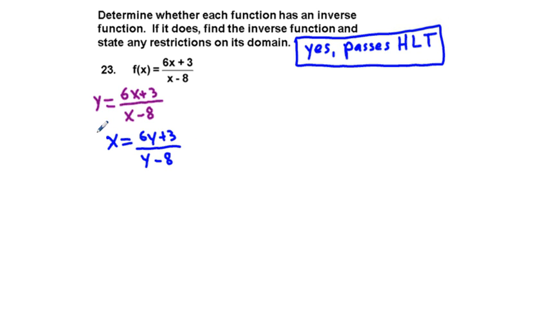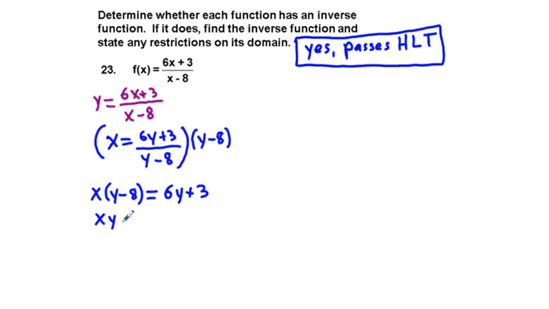And we're going to clear out the denominators, as we've done in the last couple of problems, by multiplying both sides by quantity y minus 8. And having done that, on the left side we have x times quantity y minus 8. And on the right side, we cleared out this denominator of y minus 8 over y minus 8, so we have left on the right side 6y plus 3. And now we're going to distribute x to quantity y minus 8 on the left side. So we're going to have xy minus 8x is equal to 6y plus 3.